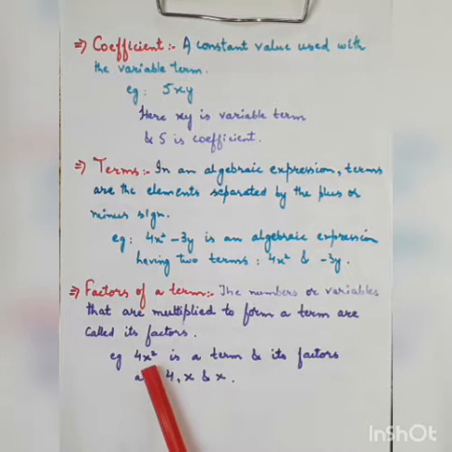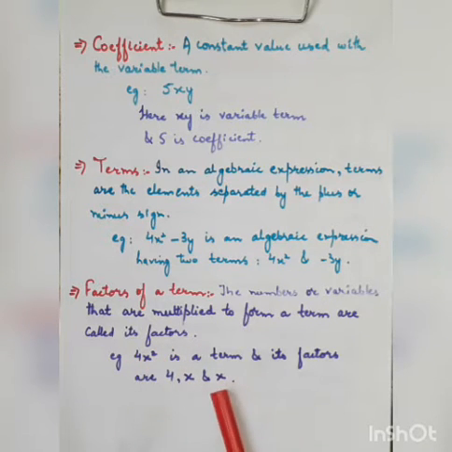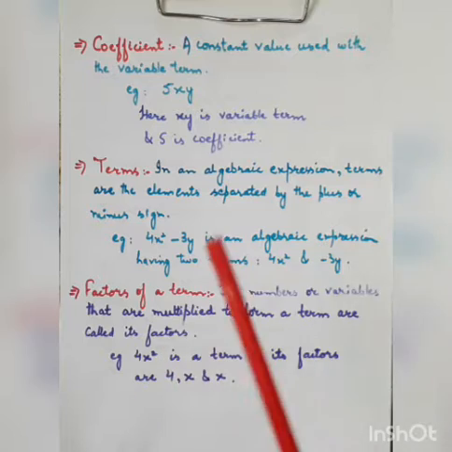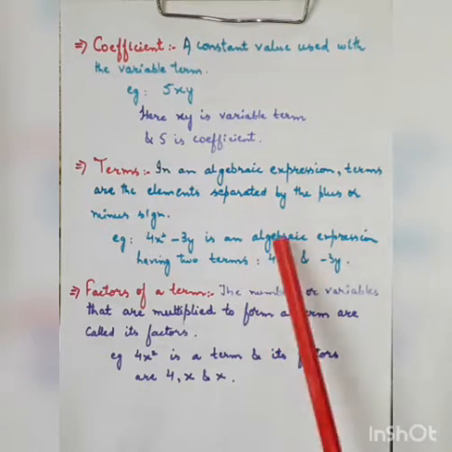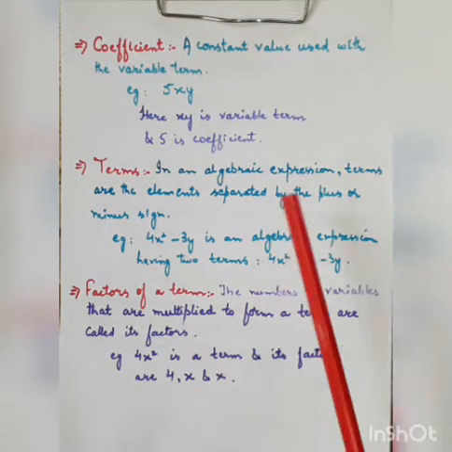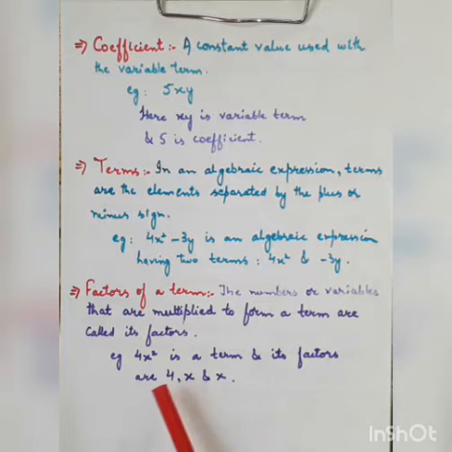Like this 4x square is a term. 4x square जो है ये यहाँ पे term है और इसके factors क्या क्या है? एक तो ये 4 है and x का square, that means x and x. So 4, x and x are the factors of the term 4x square. Clear? So that's why here I said that terms are the product of factors. ये जो term है ये product of factors होता है. जब हमने इन factors का multiplication किया we got a term 4x square. Clear?